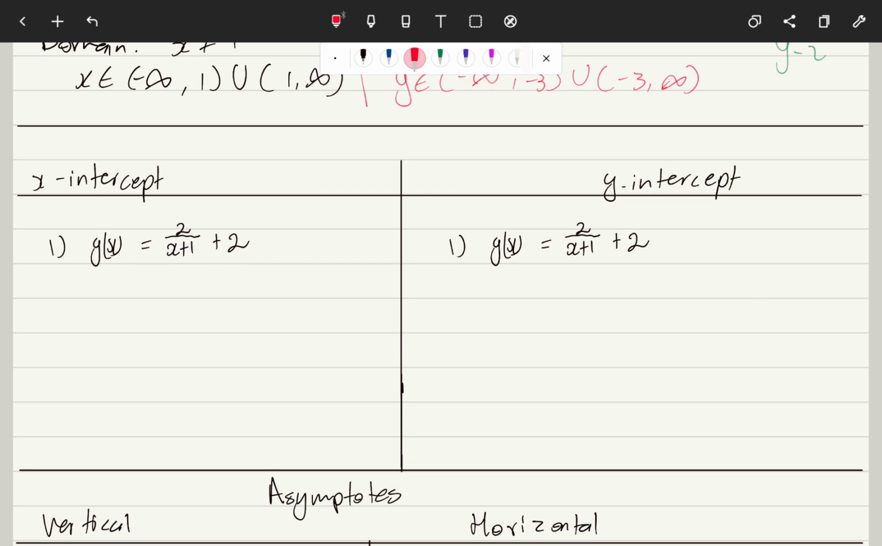Cool stuff. So now let's talk about intercepts. We have the y-intercept and the x-intercept. For the x-intercept, y equals 0; for the y-intercept, x equals 0. So here we're dealing with the x-intercept, that means y equals 0. We go to this function of ours and put 0 where we see y, then 2 over x plus 1, plus 2. Now we're trying to write x as the subject of the formula, so we're going to have -2 over x plus 1.